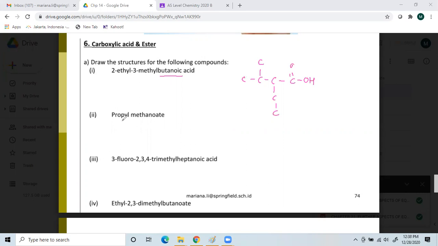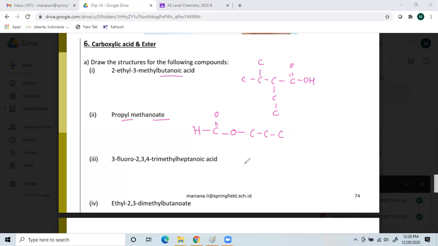Next, propyl methanoate. So this is an ester, because it is alkyl alkanoate. Don't forget, you should make the acid part first, which is methanoic acid. Methanoate consists of 1 C only, so HCOO, and then the alcohol part, which is propyl, 3 C's. This is propyl methanoate.